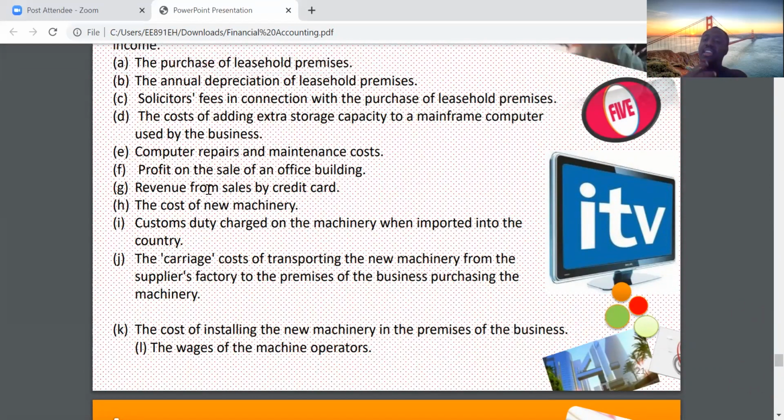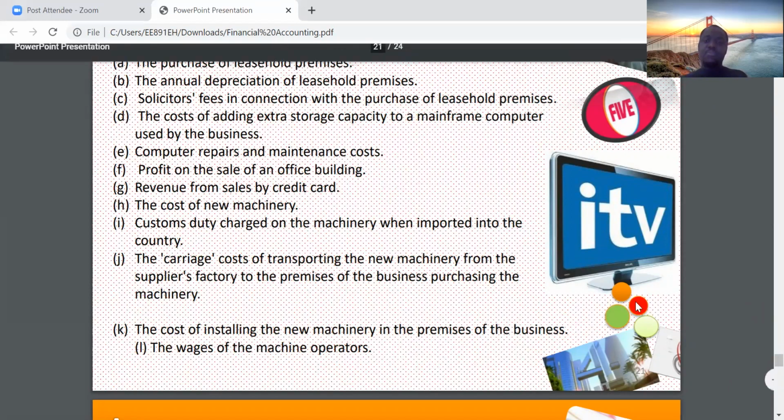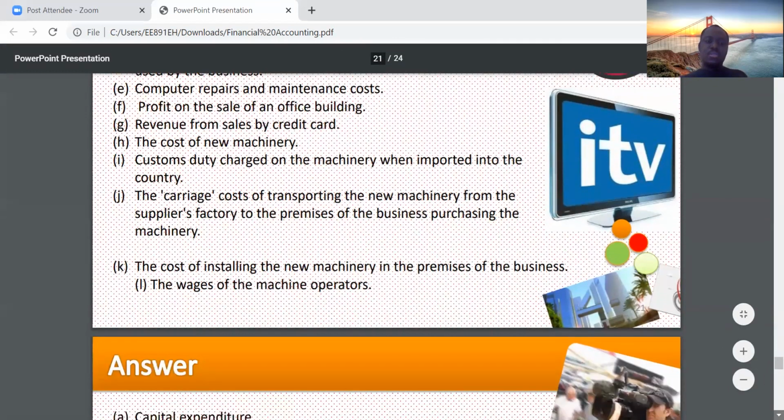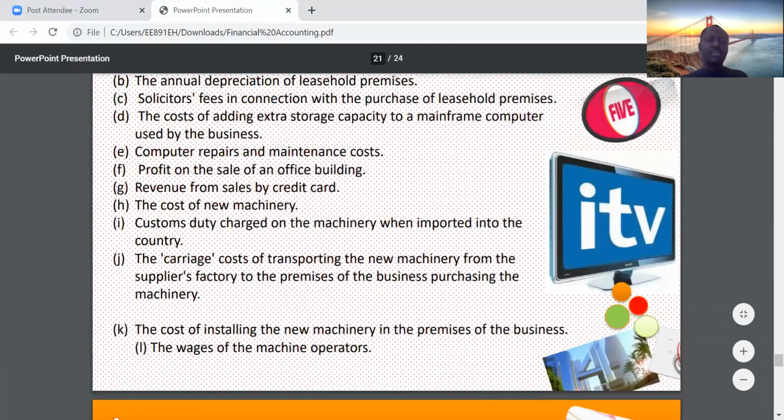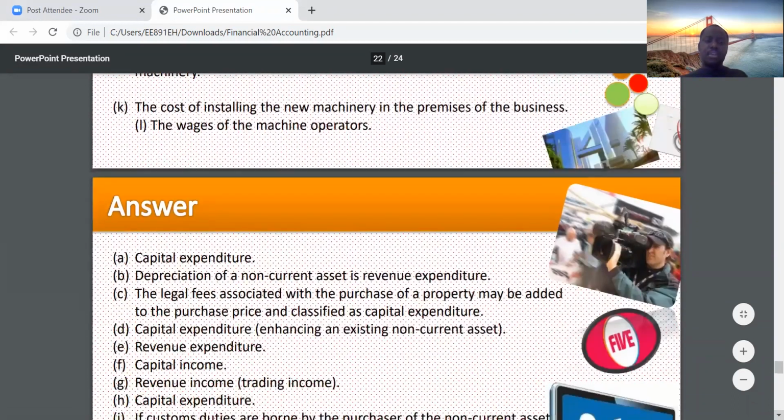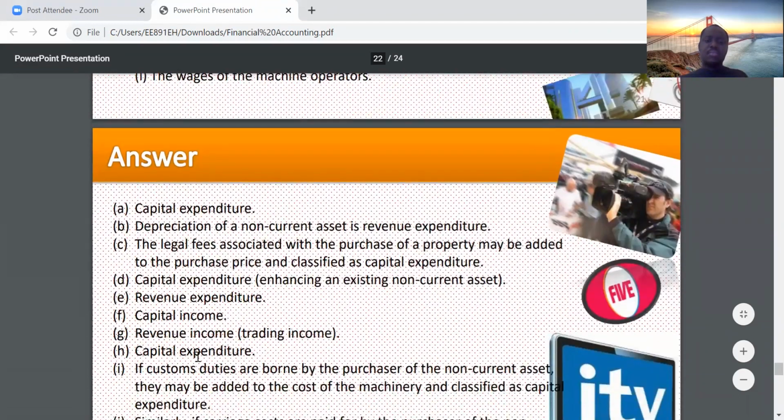If you gain income from normal sales operations or trading operations, then that becomes revenue income. So G is revenue income, which you can also call trading income. Then you have H, the cost of new machinery. What would that be? That would be capital expenditure. So let's see. Capital expenditure. You see, it's right here.